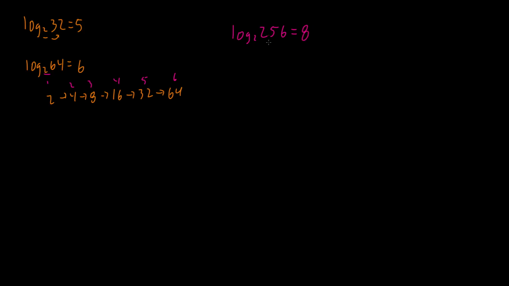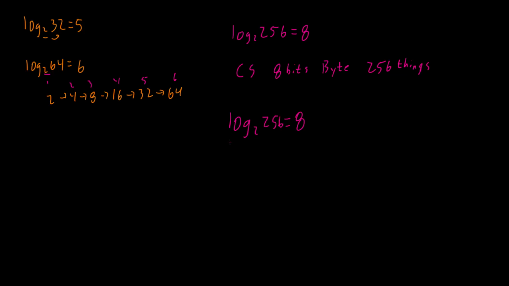It's 8. 2 to the 8 gets you 256. And this is a computer science thing. There are 8 bits in a byte, and you can store 256 things in a byte. So it's a computer science example. So log base 2, to the power of 8 is what gets you the 256.